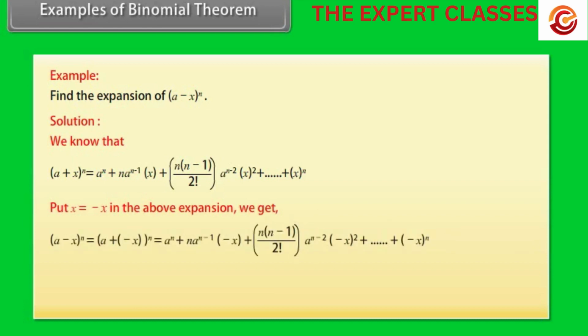We get a raised to power n minus n into a raised to power n−1 into x plus n(n−1)/2 factorial into a raised to power n−2 into x² and so on up to (−1) raised to power n into x raised to power n.